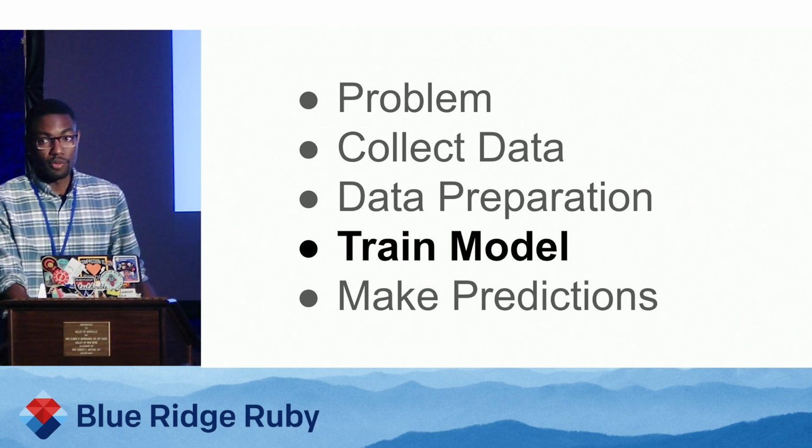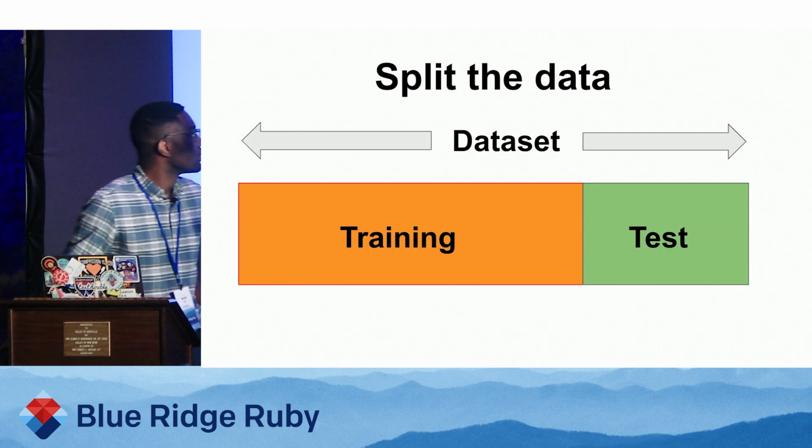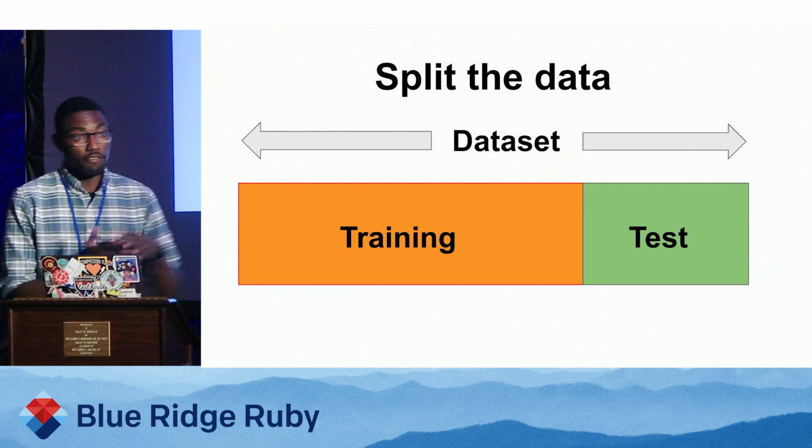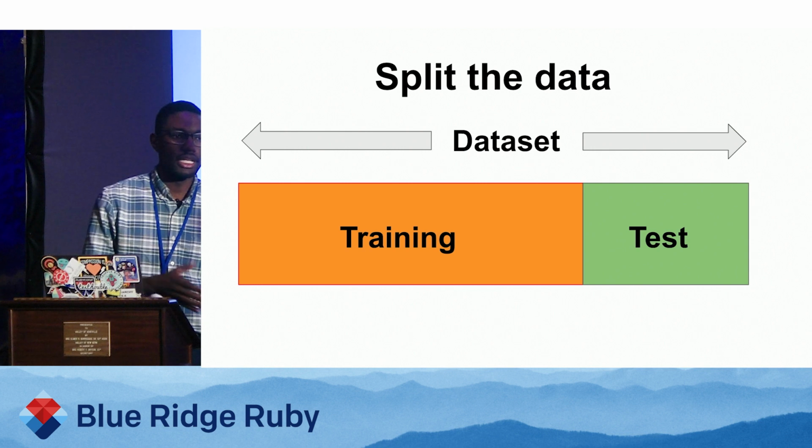So next, we're going to get into that 20%, which is training the model. For training, the way we do that is we take our full data set and split it into 2 parts.